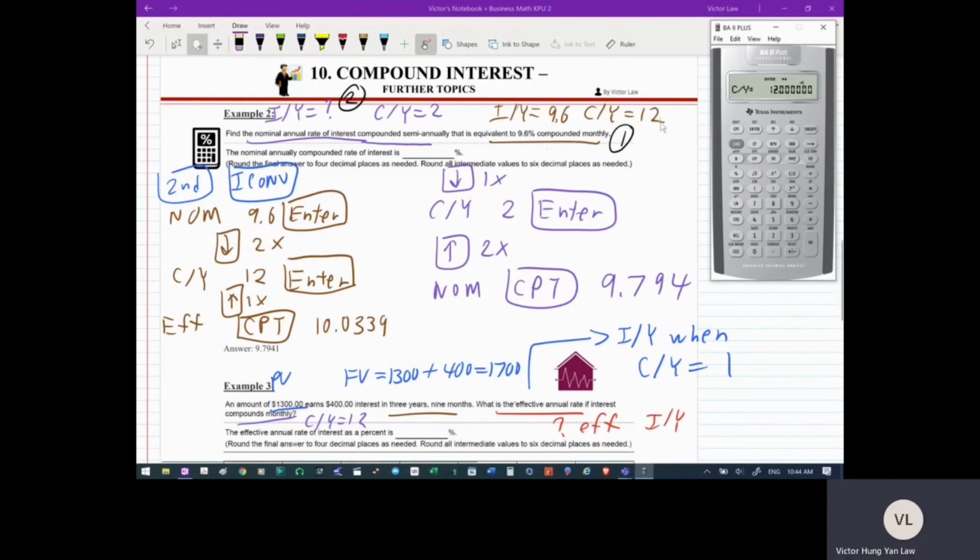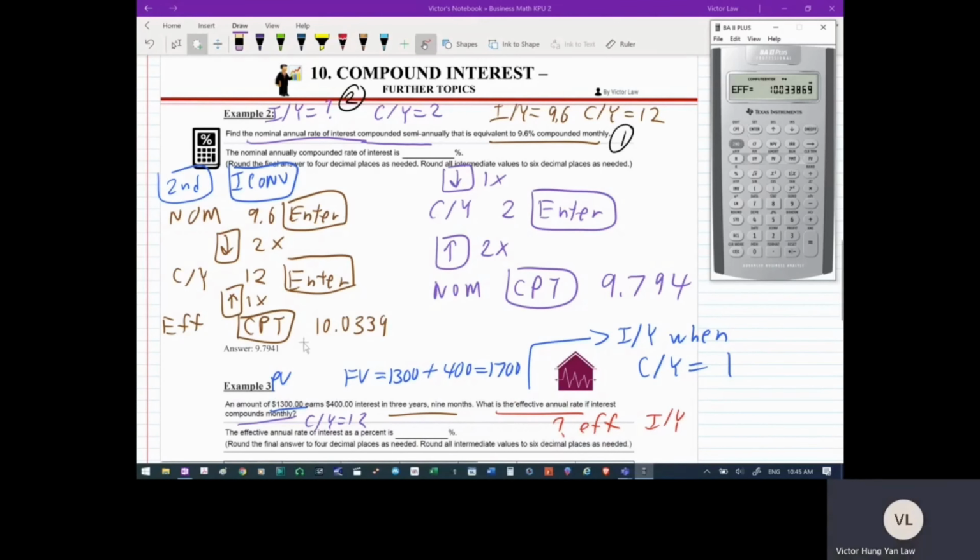Once we input the 9.6 and the compounding 12 times a year, we're going to go back up 1 time, and then we're going to see EFF. EFF is the effective annual interest rate. We're going to learn about that in a moment. So we go up and we will see EFF, and then we press compute. This will give you the effective annual interest rate. We will learn about effective annual interest rate in example 3, so I'll talk more about that when we get to example 3.